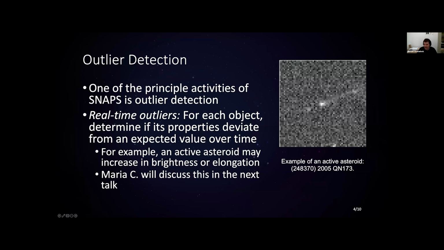This is a postage stamp of an active asteroid. You see the little tail here. Asteroids typically don't have tails, so it would be an interesting object to generate an alert on. You might look at the time series for this object, and maybe you might see an increase in brightness or elongation or something like that. That's one type of outlier detection that we're interested in with SNAPS, and Maria is going to discuss this in the next talk.